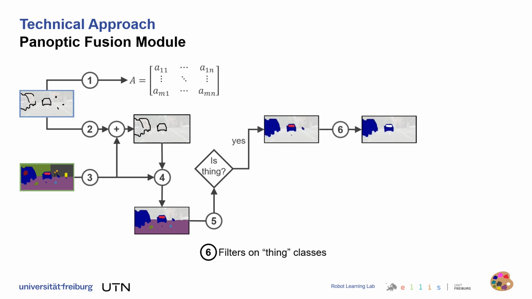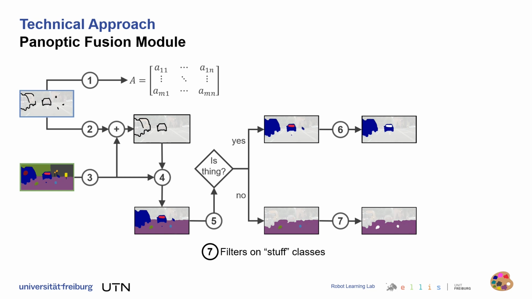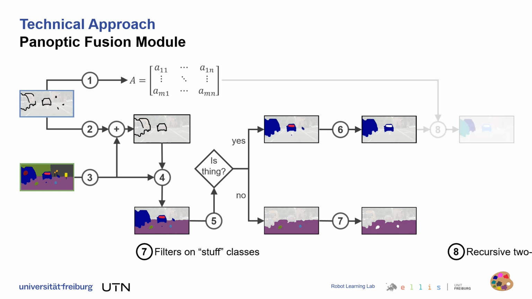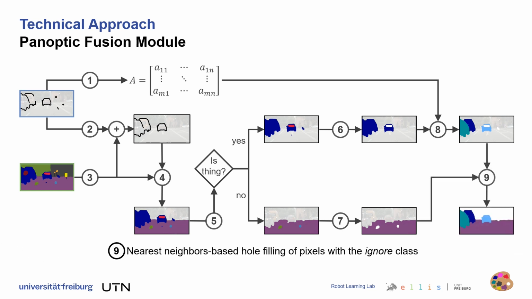In step 6, we first process the thing blobs and employ multiple filters, for example to remove the red pedestrian patch from the rear window of the center car. In step 7, we employ similar filters to the stuff classes. In step 8, we use normalized cut to further segment instances of the same blob. Finally, in step 9, we fill holes caused by the previously employed filters using nearest neighbor-based label propagation.